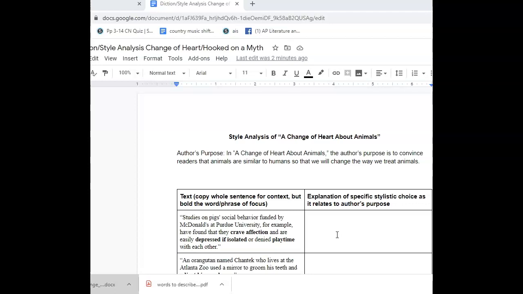So he's using these human emotions that we can relate to in order to convince us that animals are like humans. So the craving affection like we do, the ability to get depressed and experience that emotion, needing playtime like we think about, well, maybe even with children needing play. So we start to associate them with those things that are near and dear to us so that we will treat them better.